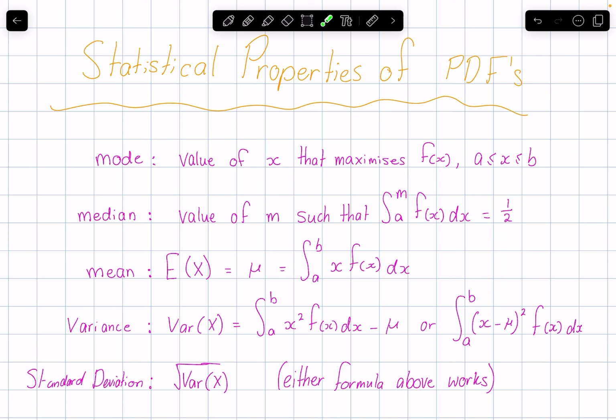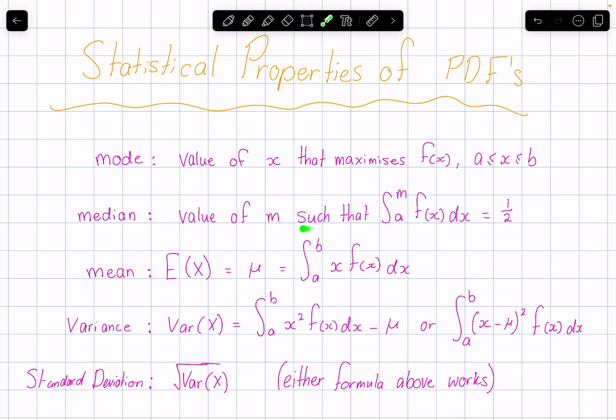So when we're looking at it in terms of our PDF, so our integrals of our function, the mode is the value of x that maximizes f of x over our domain. Now, utilizing your graphics calculator and graphing the function is the easiest way to do that. You could differentiate the function, solve it when it's equal to 0, but in an exam situation, you're probably just going to graph it and find the maximum.